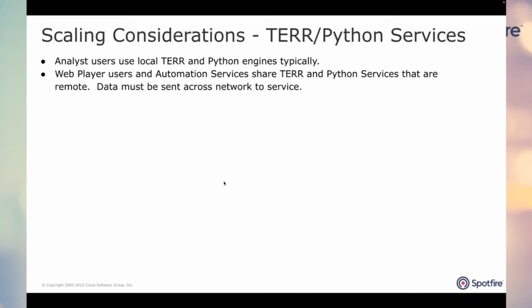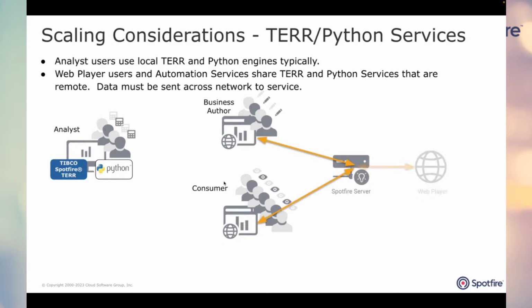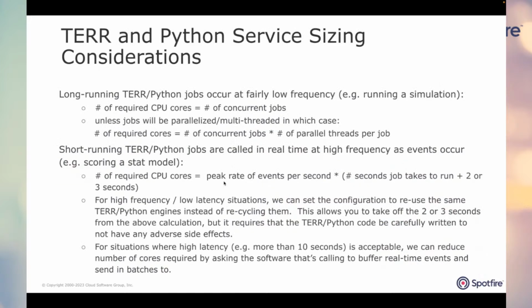So the last thing is, there's a question about Terra and Python, and also in 12.5 now the R service. The analyst users use their local services, so they're not going to be using the web. But obviously the web player services are going to be using the services that are on the machines. So you have to be aware of the concurrent number of users, the data being sent across the network, things like that when you're doing that.